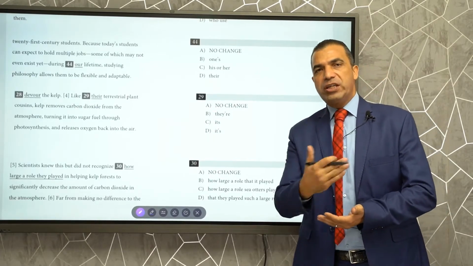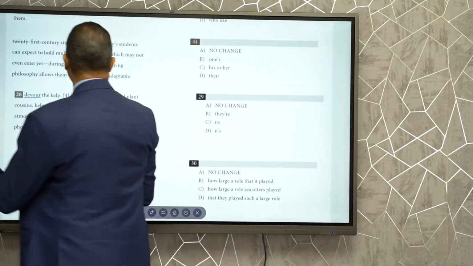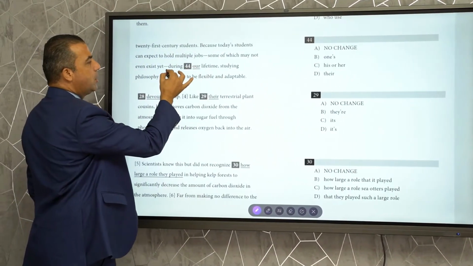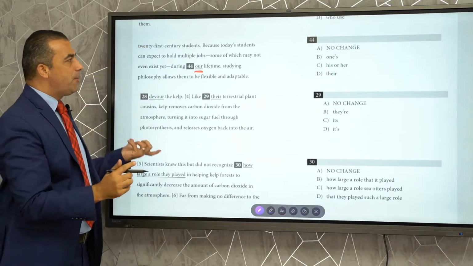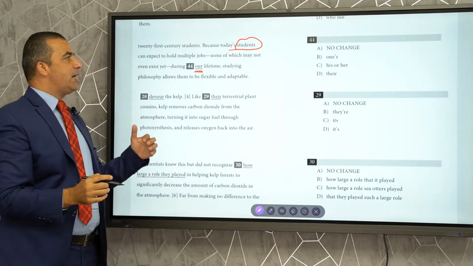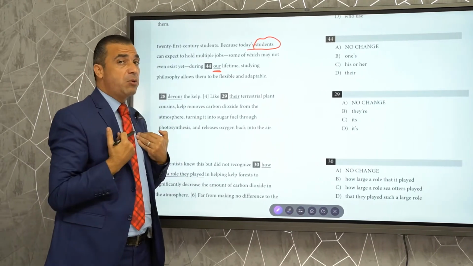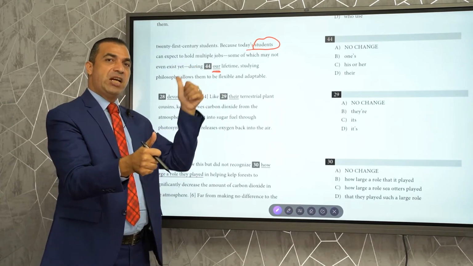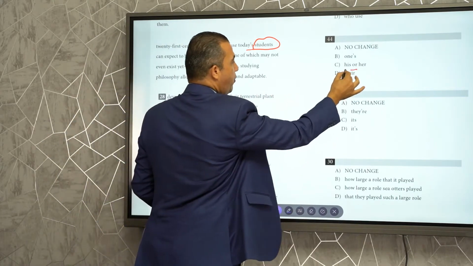Okay, let's move to another example. Question 44. We will start by reading the sentence from the very beginning: because today's students can expect to hold multiple jobs during our lifetime. I'm talking about what? I'm talking about today's students. Can I say they can expect to hold multiple jobs during our time? I'm talking about the students. It is not our time. It is what? Very good. It is their time. So they can expect to hold multiple jobs during their time.